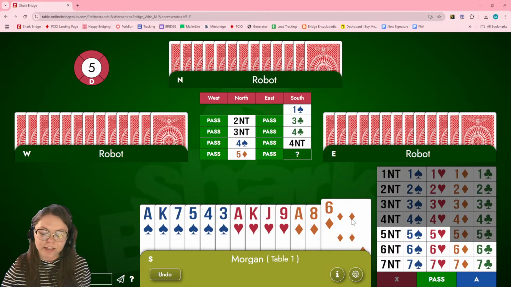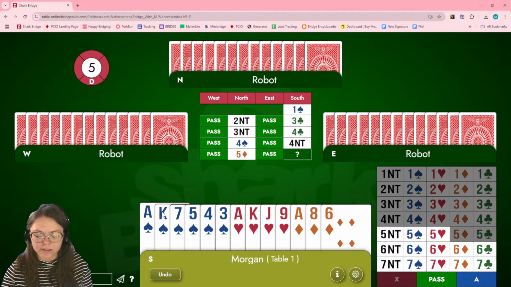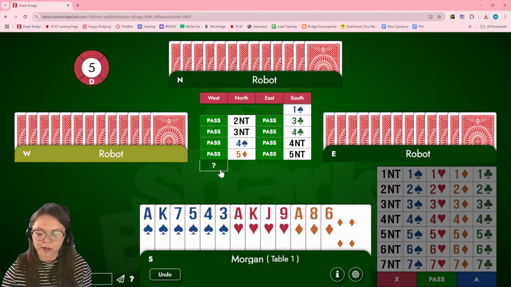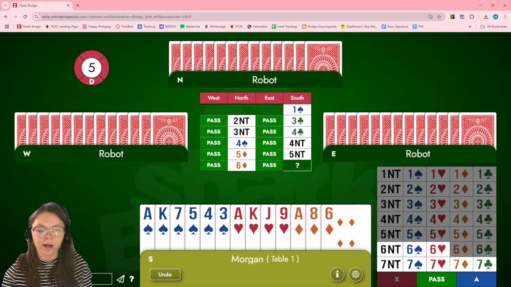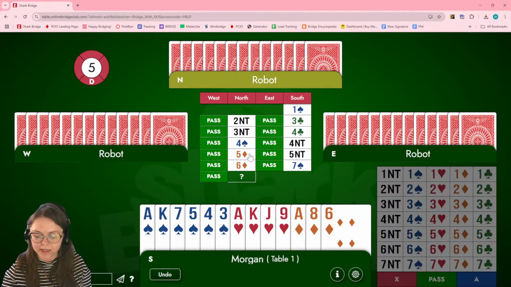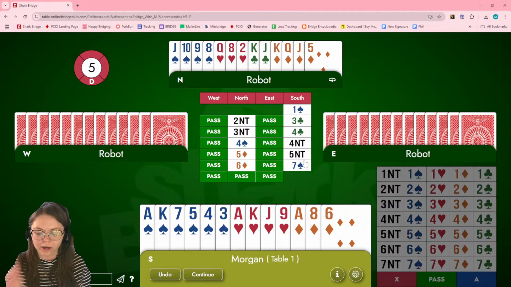Partner doesn't have the ace of clubs. That means that their honors are probably in other places. They are probably in spades, hearts, or diamonds. So let's ask about their kings. And this time they show, well, sort of the right one. But they are showing the king of diamonds here. So that is all I needed to hear from them. I'm going to bid 7 spades, and we're going to call that good.